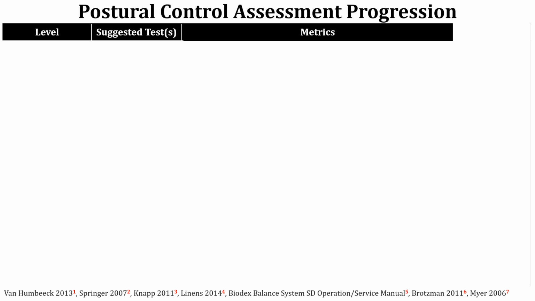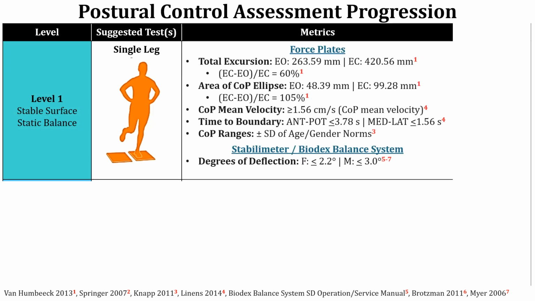Okay, so just summarizing, what have we looked at thus far? So the level 1, stable surface static balance. You can utilize a single leg balance, again, be it with the force plate, a stabilometer, or a field-based test such as the balance error scoring system, with the option to utilize a mobile device and gyroscope in order to determine and quantify the postural sway in the different directions.